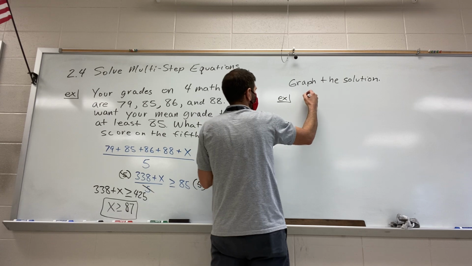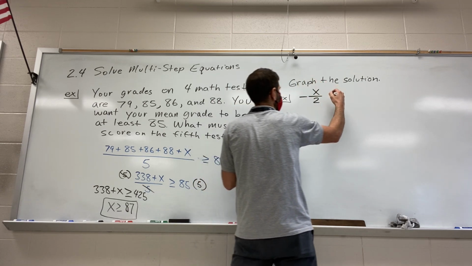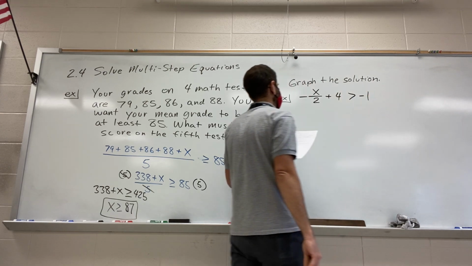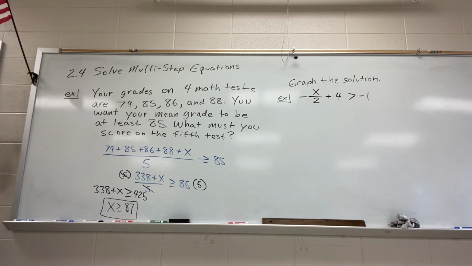And we're gonna start out with negative x over 2 plus 4 is less than negative 1. Are we working on the number? But before we can graph the solution, guess what we have to do? We have to get the solution, don't we? We want to get x by itself.